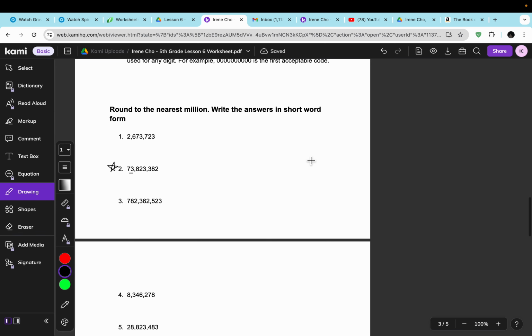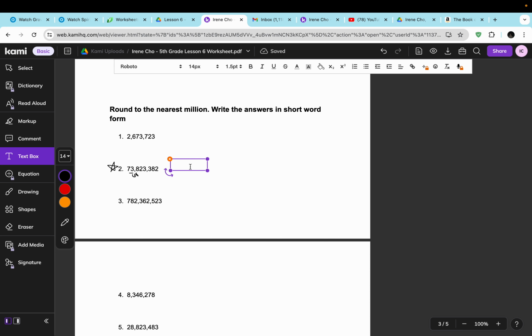So moving on, it says round to the nearest million, write the answer in short word form. So the number is 73,823,382. The 3 is the millions place, and then we look at the number afterward. It's 5 and up, so it's 8. So the number would be 74 million. So we have to write it out in short word form. In short word form, it would be 74 million.